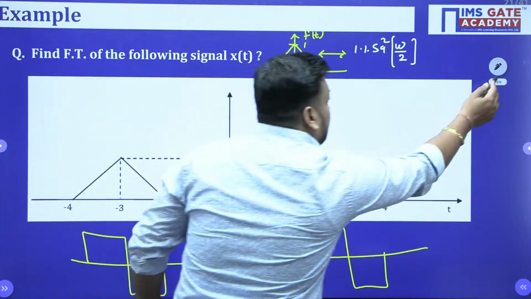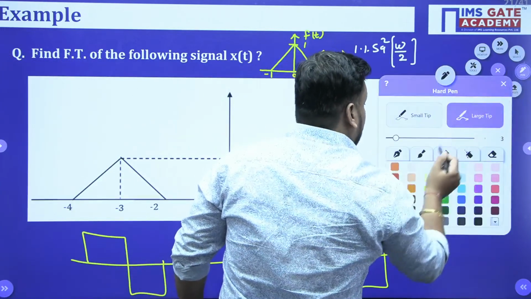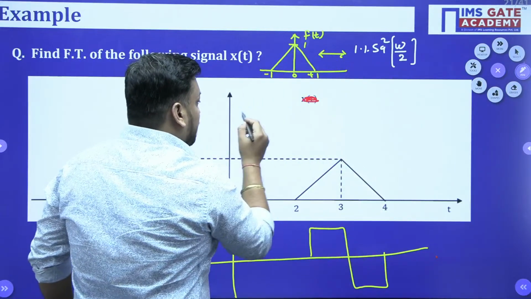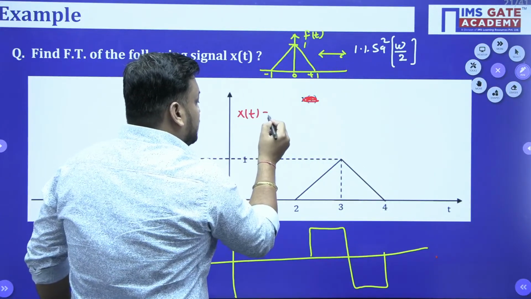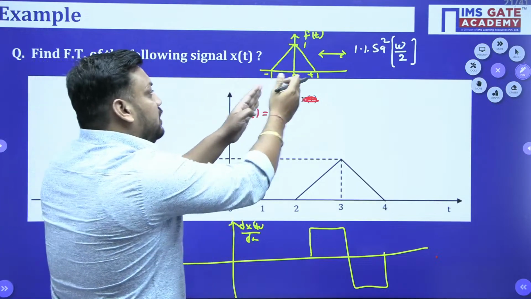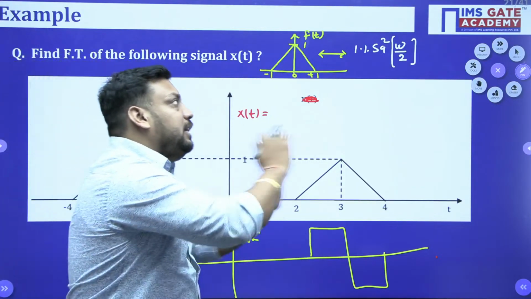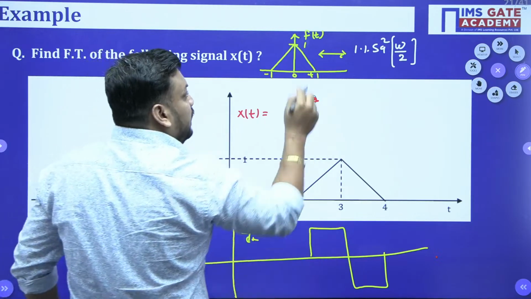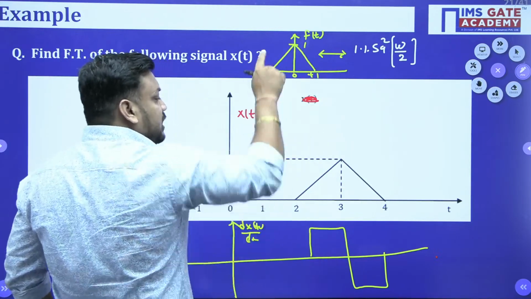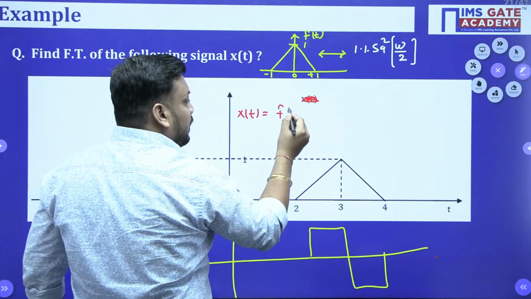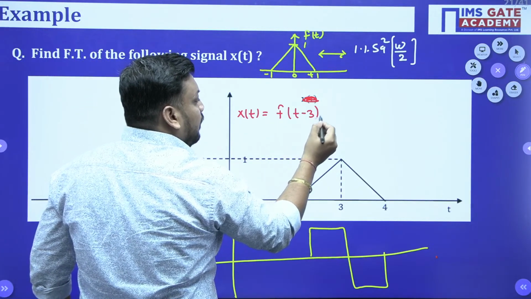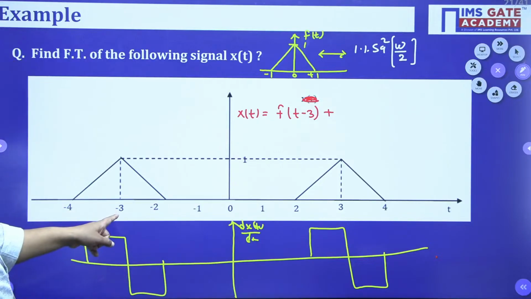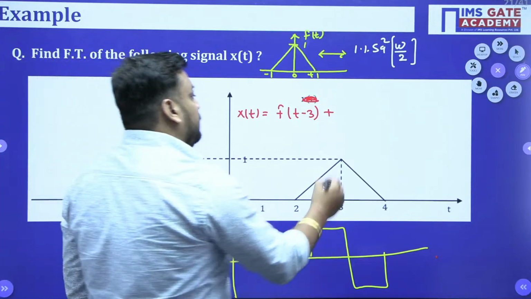Then don't you think x(t) is nothing but, say children, this x(t) I am writing here. So this x(t) is nothing but, sir, this f(t) function you have to shift 3 distance to the right hand side, then you will get this function. So with respect to f(t), this is f(t-3). And this is shifted to the left hand side by 3 distance, so don't you think it is f(t+3)?